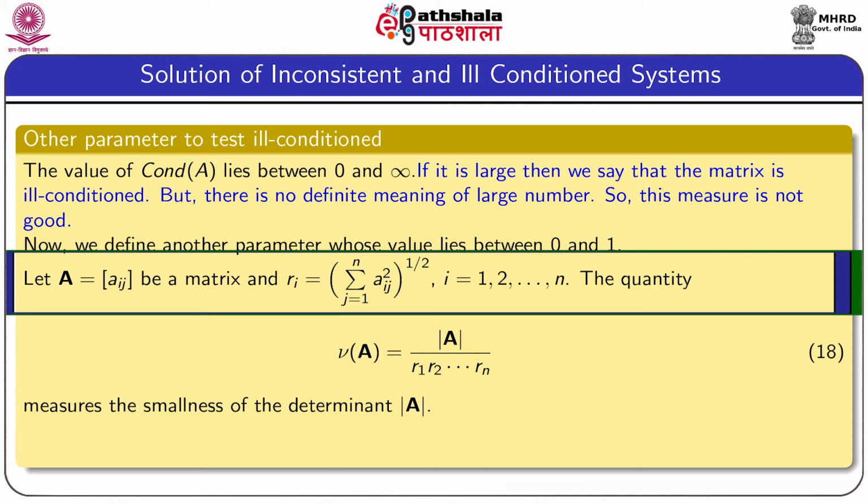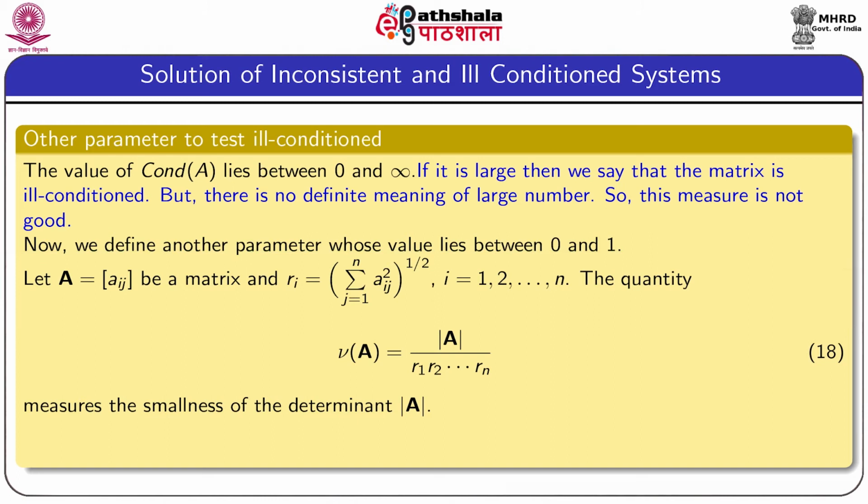Let A be a matrix and we define a parameter Ri, which is equal to the square root of the sum of the squares of the elements of the ith row, and then we define the quantity nu A, which is equal to the determinant of the matrix A divided by R1 into R2 up to Rn. This measures the smallness of the determinant of the matrix A.